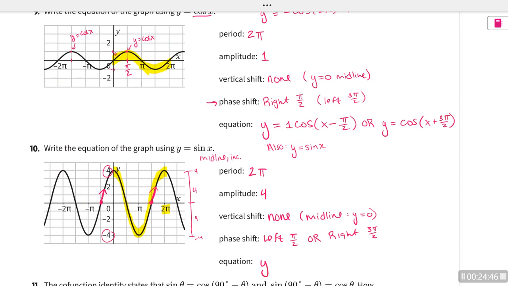So my equation, if I use left, is 4 sine of x plus pi over 2, since I said left, and then that's it. I don't need anything else. If I use my right 3 pi over 2, then I would say 4 sine of x minus 3 pi over 2. For these, there are multiple possible answers.